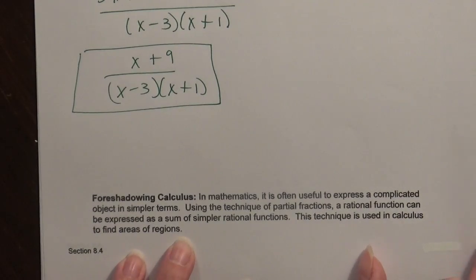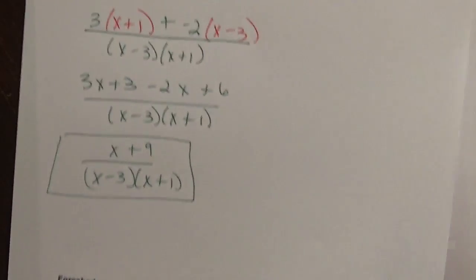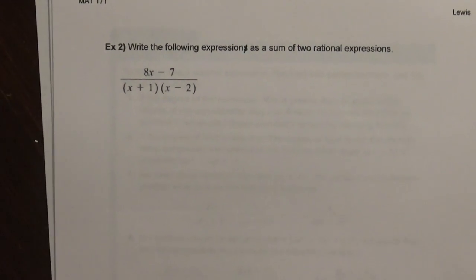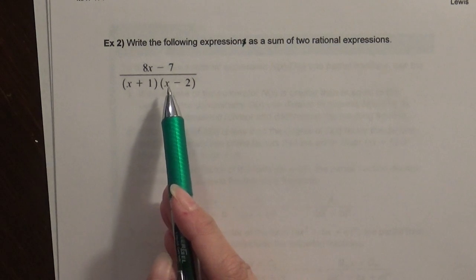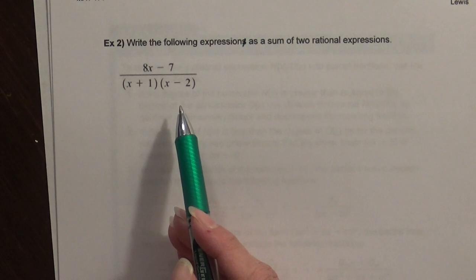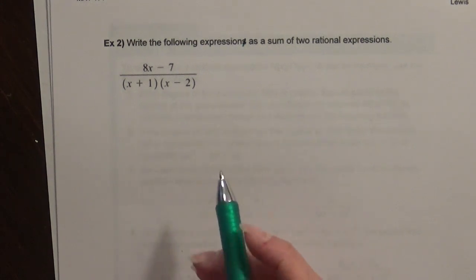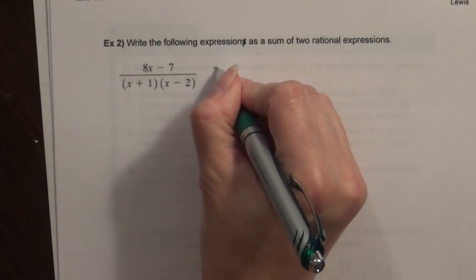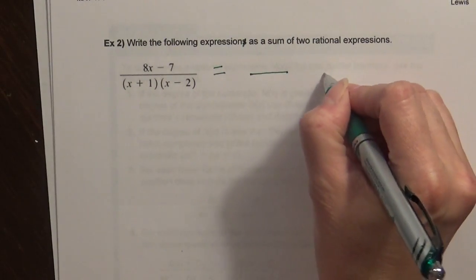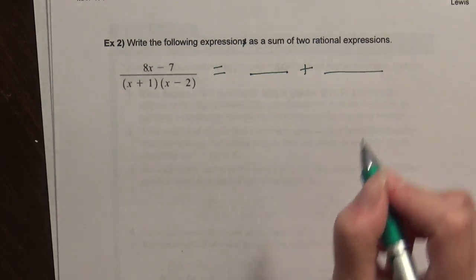So let's look at example 2. In example 2, we're asked to write the following expression as a sum of two rational expressions. I've got 8x minus 7 over x plus 1 times x minus 2. So I need to be able to break this apart into two separate fractions. To do this, I'm going to write the two fractions that I'm hoping to get here. I'm going to put a plus between them.